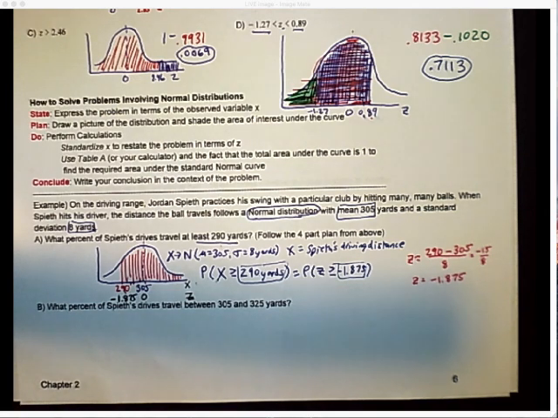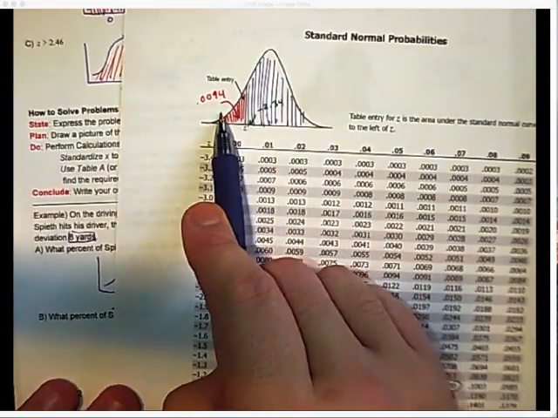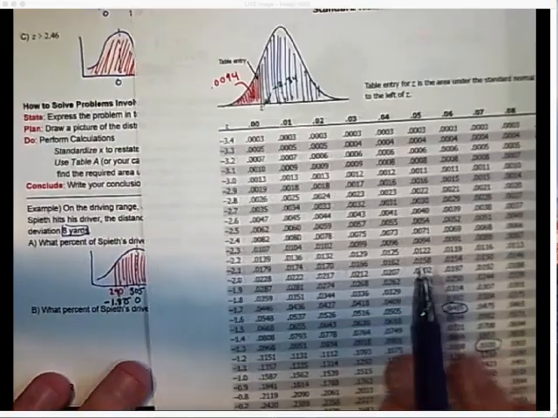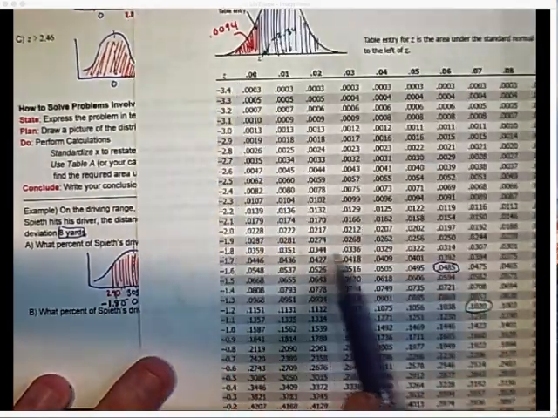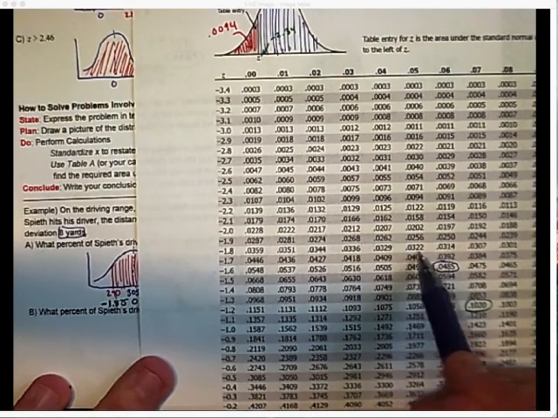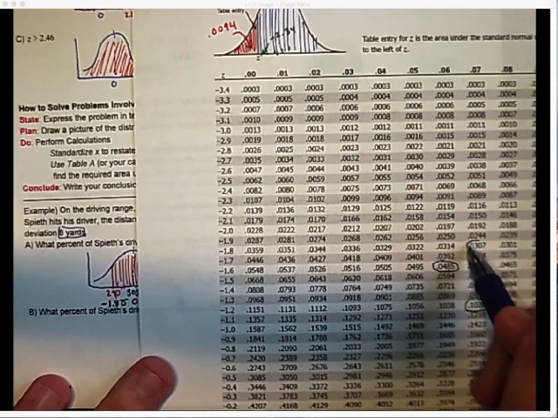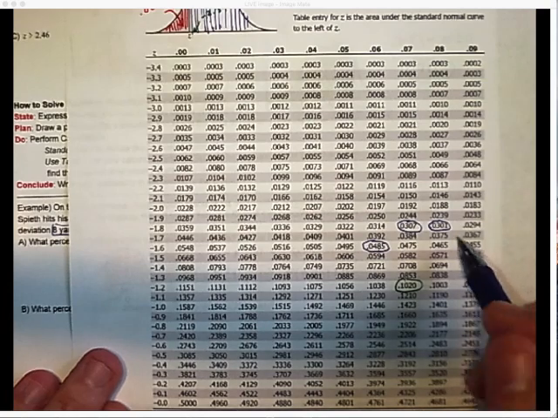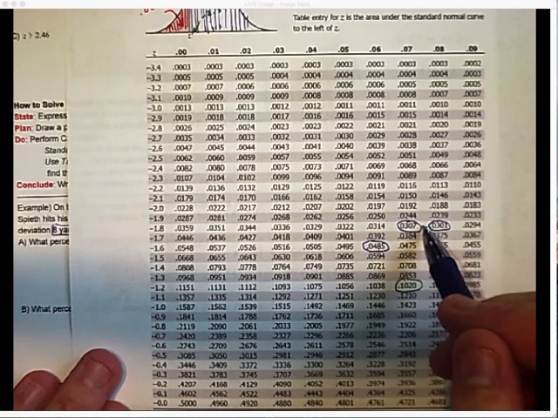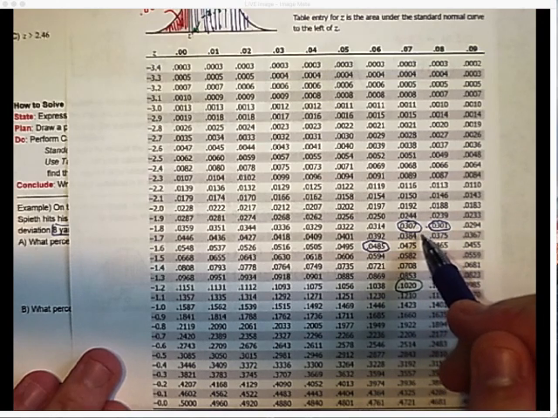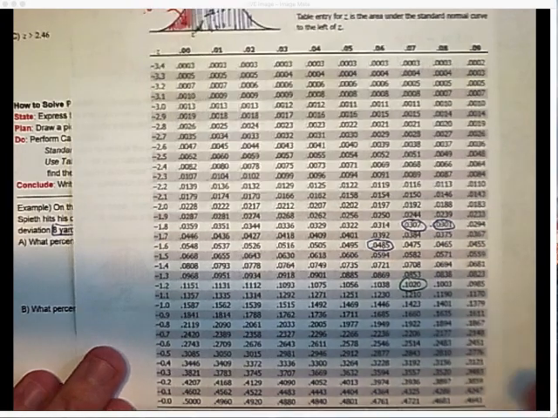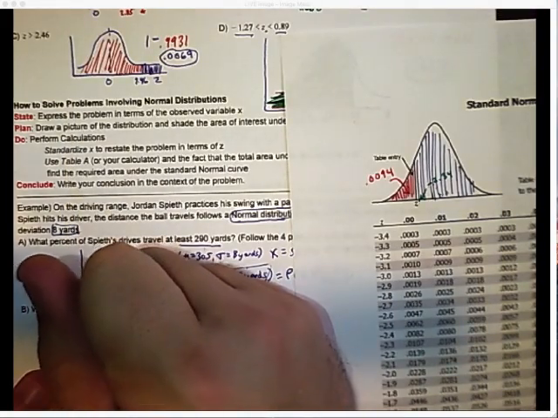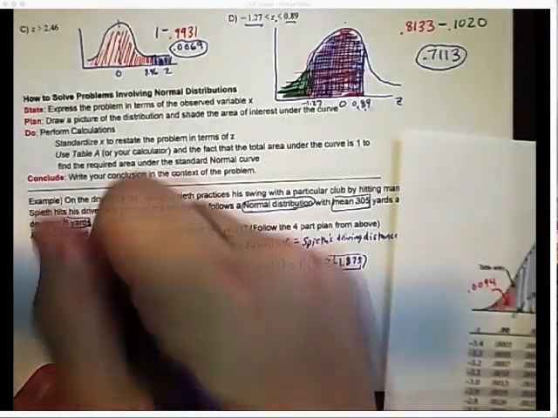All right, so if I go to my tables, remember the tables give you a left area, not a right area. If I go to negative 1.87, here is negative 1.87, and here's negative 1.88. So the best thing we can do to find negative 1.875 is to take the average of those two. So about 0.0304.